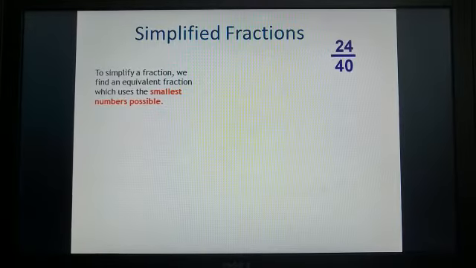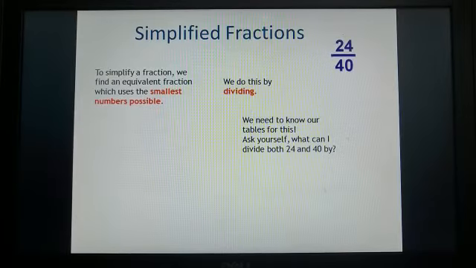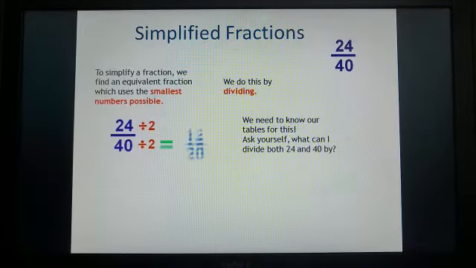To simplify a fraction, we need to find an equivalent fraction which uses the smallest numbers possible. And we do this by dividing. We need to know our tables for this. So ask yourself, what can I divide both 24 and 40 by? I could divide it by 2, which will give me 12 twentieths.